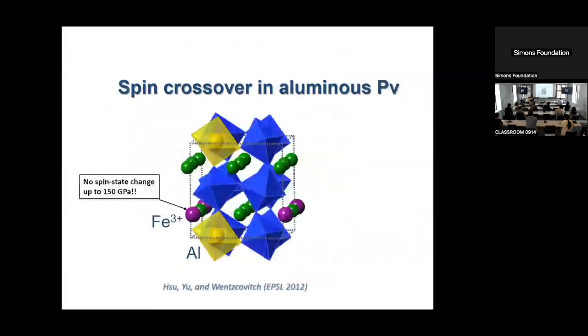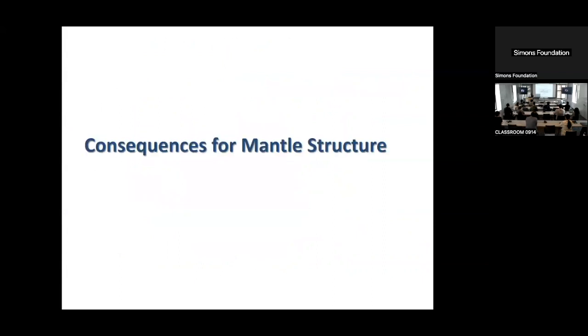Okay, I have to make a very long story short. If you put aluminum in the structure, aluminum enters on this side to produce ferric iron. And at this site, there is no spin state change. So the fact that we have aluminum in bridgmanite and some ferric iron in this state makes life easier. We don't have to worry about a high spin, low spin transition in the major phase. It's just ferropericlase that is the major one.